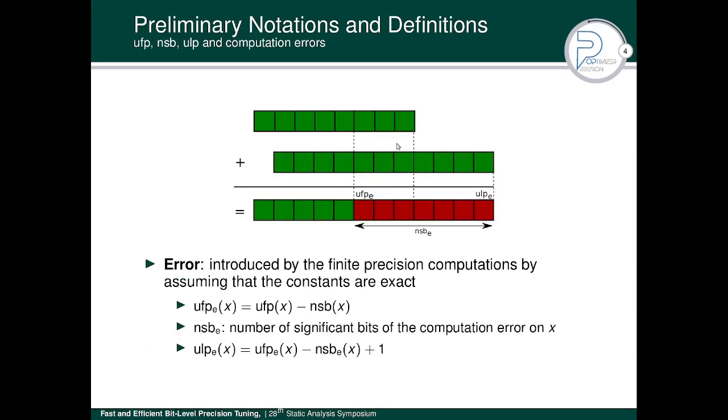Concerning the error, the error is introduced by the finite precision computations and by assuming that the constants occurring in the source program or the source codes of POP are exact. Consequently, we define in the same manner the UFP of the error UFPE, the NSB of the error NSBE, and the ULP of the error ULPE.